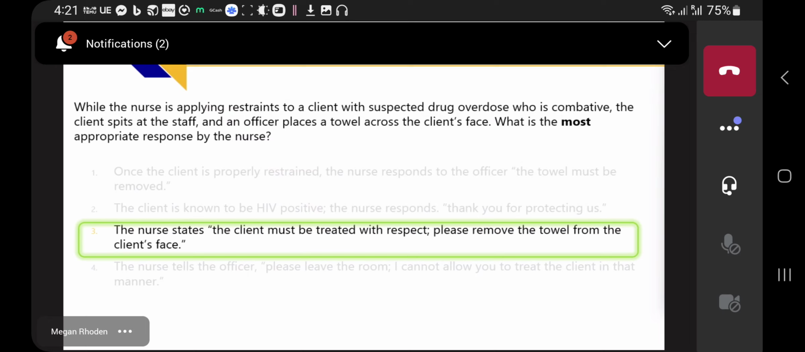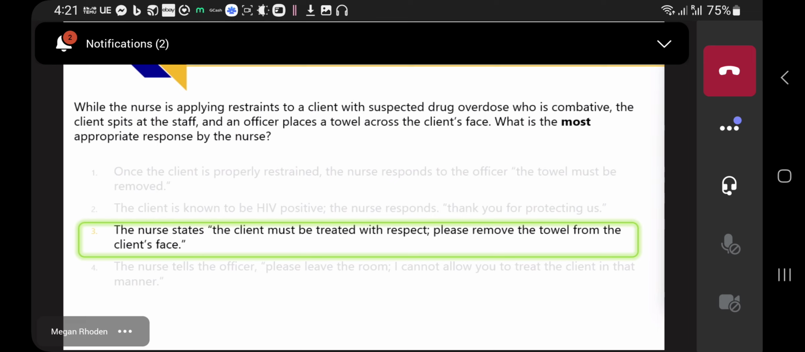Now, some of you did indeed put number 1, 2, and 4. So let's talk about why those would not be correct. So number 1, once the client is properly restrained, the nurse responds to the officer, the towel must be removed.